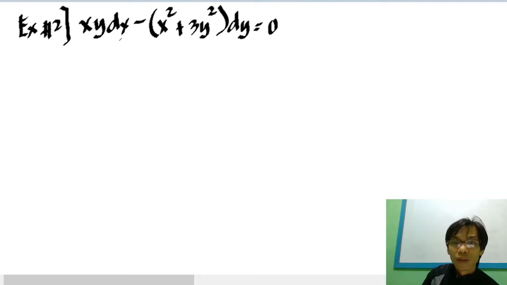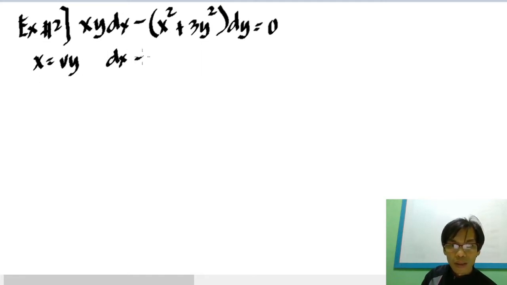Looking into this one, x is simpler. In the previous problem, the simpler variable was y, but in this problem, x is simpler. So we put x equal to vy, such that our dx is equal to v dy plus y dv. Then let's substitute into the problem.